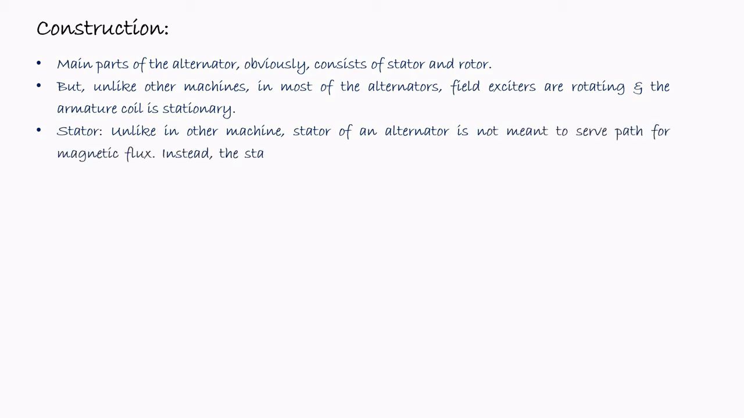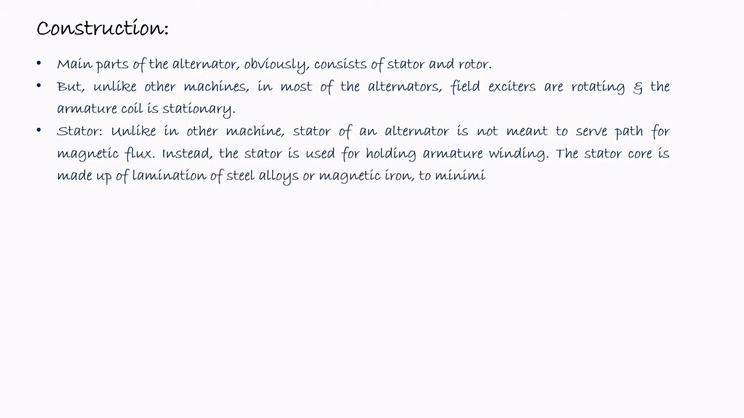Unlike in other machines, the stator of an alternator is not meant to serve as the path for the magnetic flux. As we have told, the stator winding is the armature winding. So instead, the stator is used for holding the armature winding. The stator core is made of laminations of steel alloys or magnetic iron, to minimize the eddy current losses. Like in other machines, the stator is made of thin laminated sheets of silicon steel, to reduce the eddy current loss and hysteresis loss.